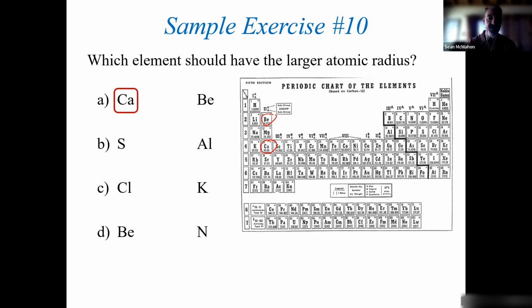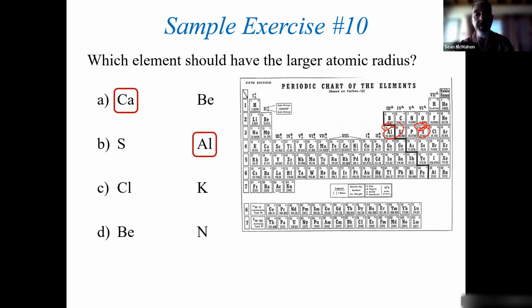So which one's bigger? Calcium. So when I look at sulfur and aluminum, right? So here's sulfur, here's aluminum. Now this is a little different. They're in the same shell, principal energy level 3, but who has more protons pulling? Aluminum has 13, sulfur has 16. So 16 protons pulling on that shell has a greater pull than the 13. So the sulfur contracts more. So that means aluminum is bigger.